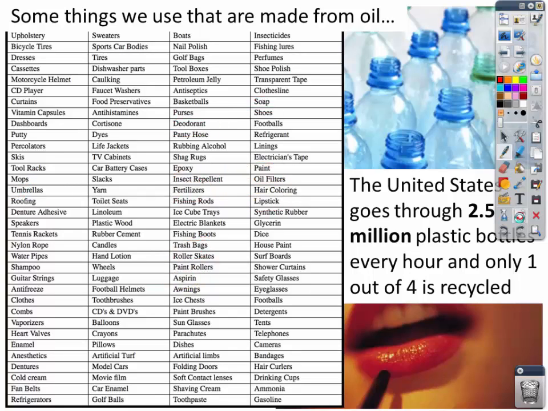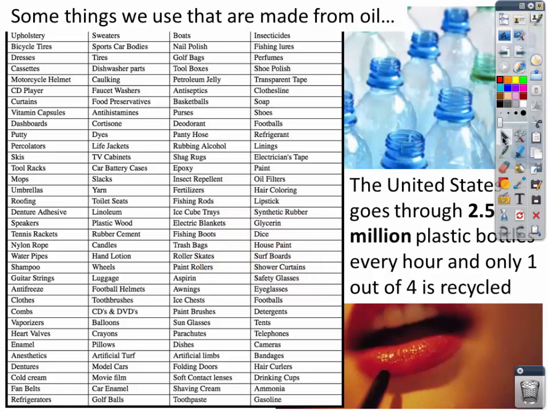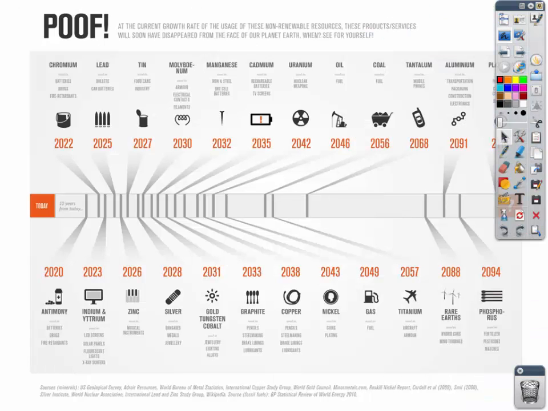Okay, so you might argue that oil is a limiting resource for our way of life. We might not need it to survive, but definitely our way of life. And then there's a fun fact here. The United States goes through 2.5 million plastic bottles every hour, and only 1 of 4 is recycled. Okay, so think about that and what we were talking about with the amount of energy it takes to extract the oil, process it, transport it, and our use of that product is about 15 minutes.